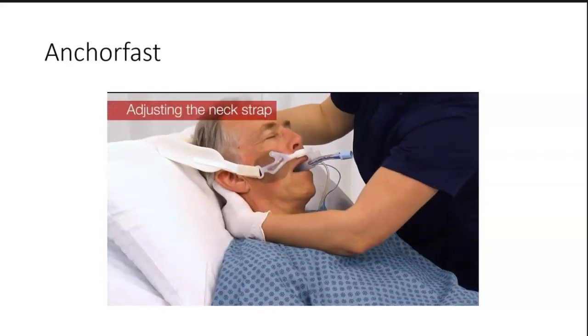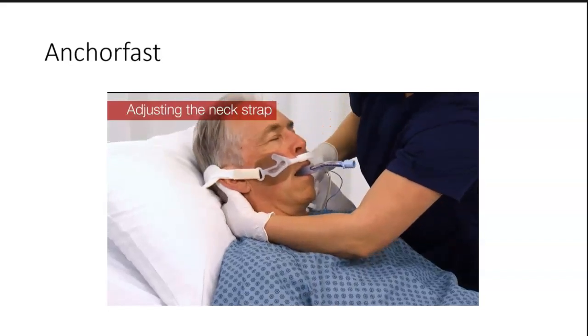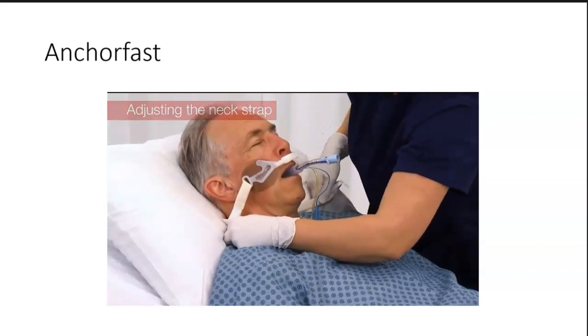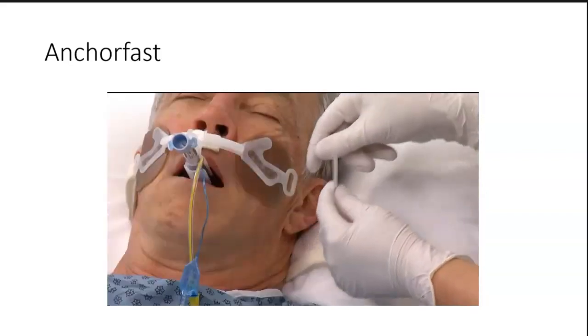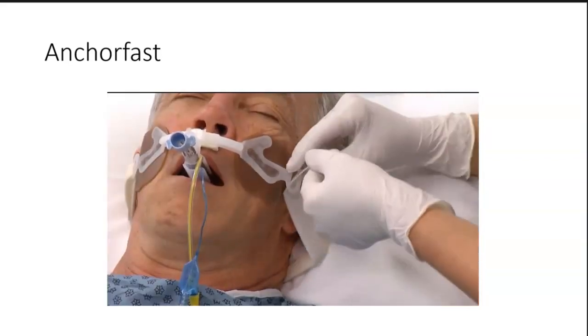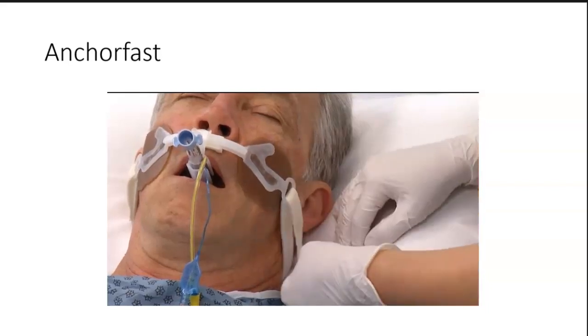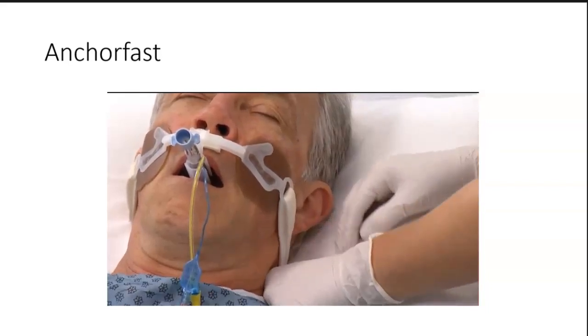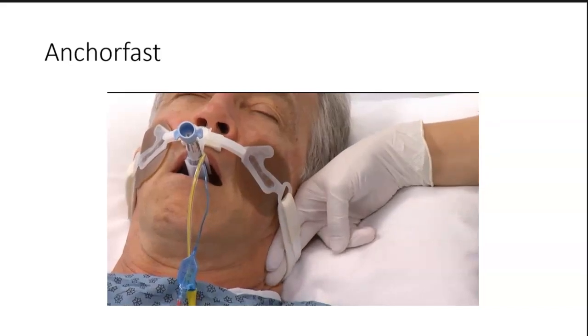Secure the neck strap by inserting the narrow end of the strap through the plastic loop on the track. Fasten the narrow end of the strap using the hook and loop closure. For greater comfort and security, adjust the straps on either side. Do not over-tighten. Allow 2 fingers width between the strap and the back of the patient's head.